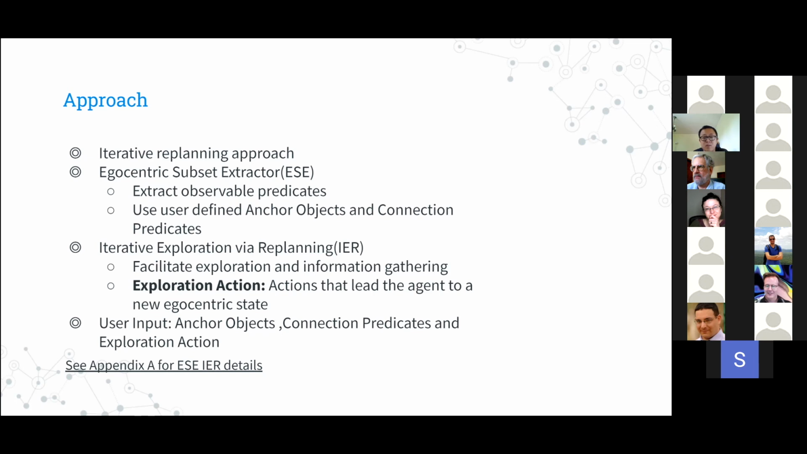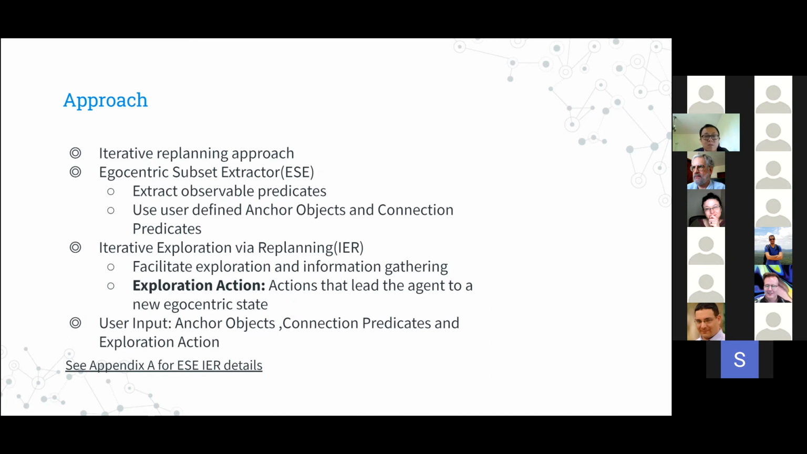We also assume that there's a set of actions. We call them exploration actions. They're the actions that the agent can take to get to another egocentric state. So together with the anchor objects, connection predicates, and exploration actions, this will serve as the information the user needs to input for our algorithms.